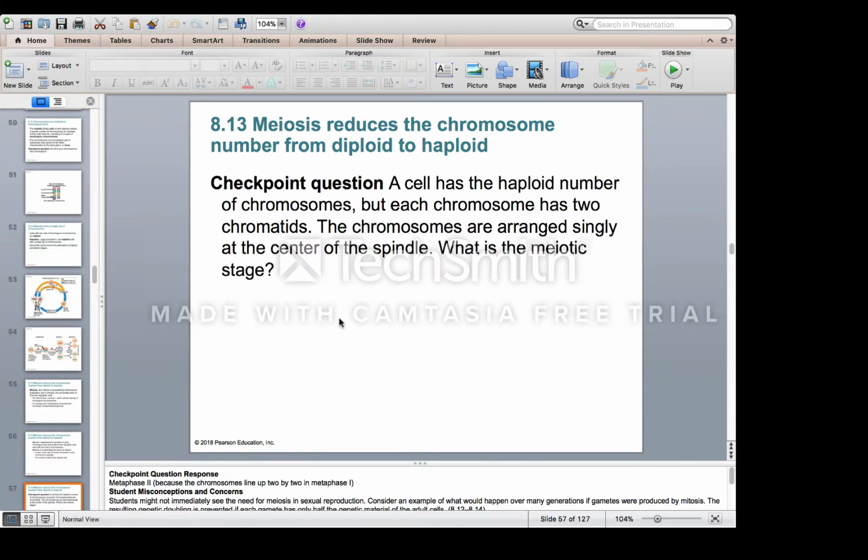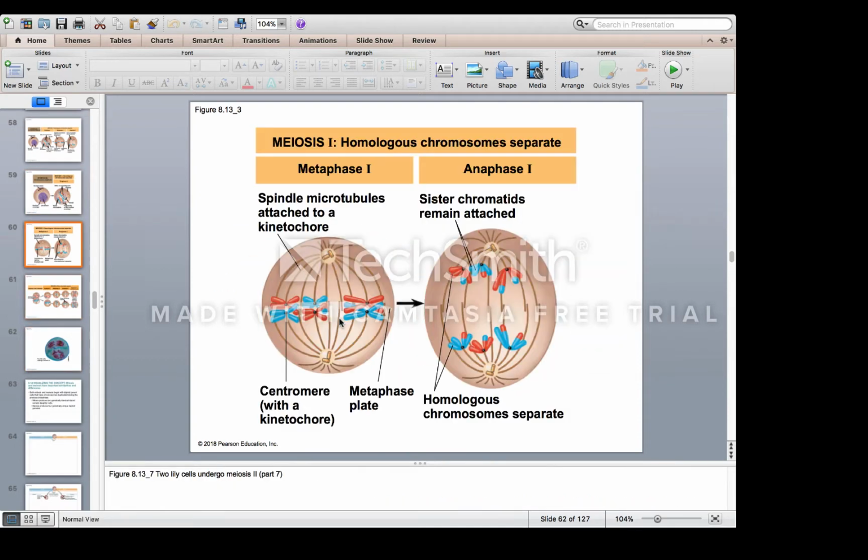Checkpoint. A cell has a haploid number of chromosomes, but each chromosome has 2 chromatids. Your chromosomes are arranged singly at the center of the spindle. What is the meiotic stage?